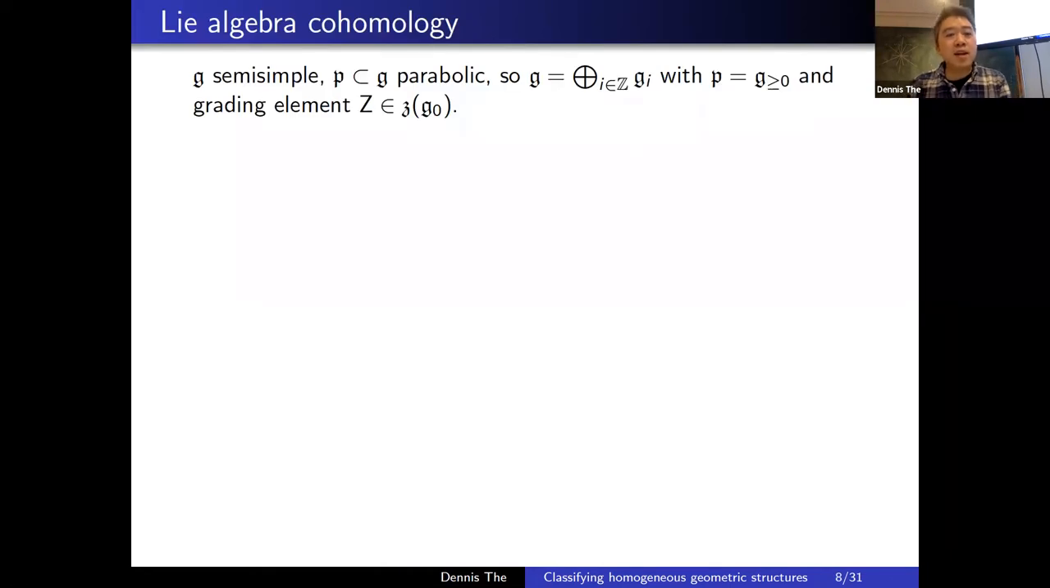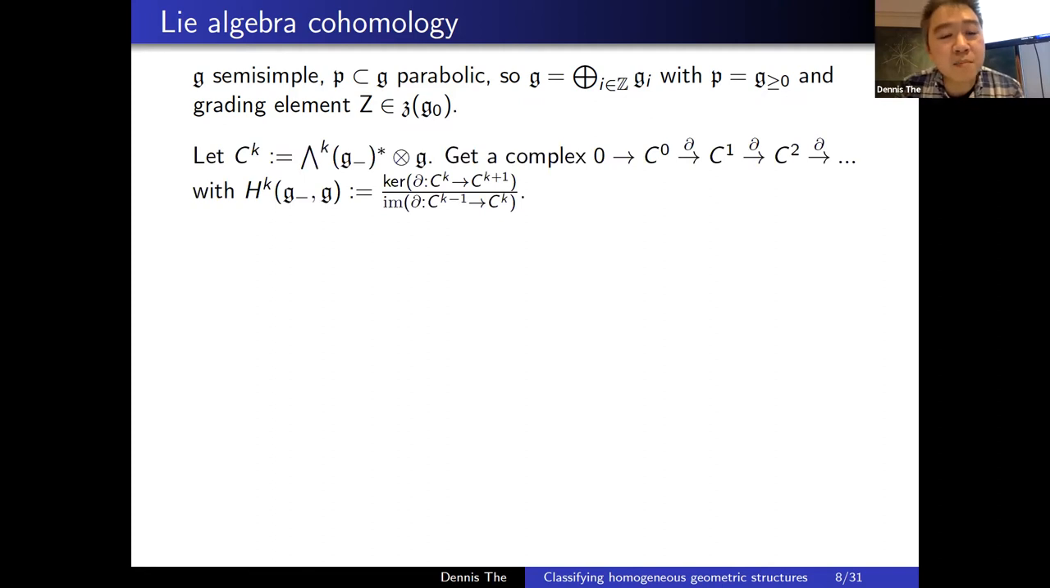Okay, so let's lay down some notation here. Let G be semi-simple, P parabolic. So we know that this arises from a grading, a Z grading on G, and P is going to be the non-negative part of the grading. And we always have a grading element. This is an element of the center of the G0 level.